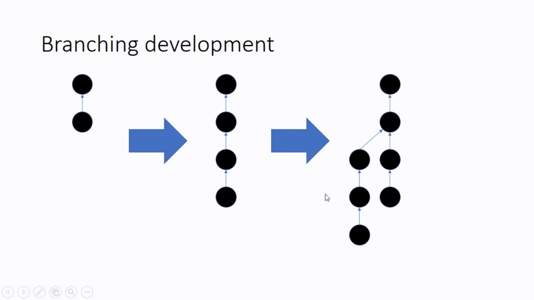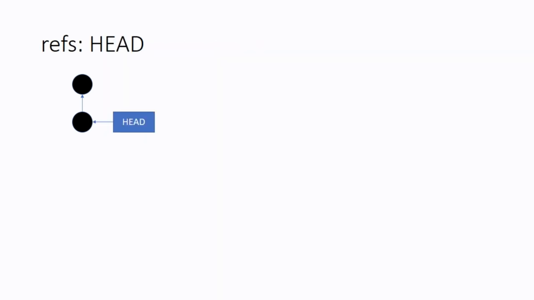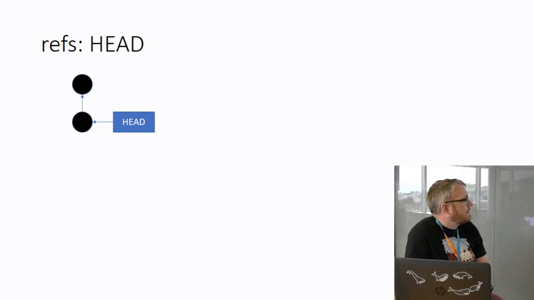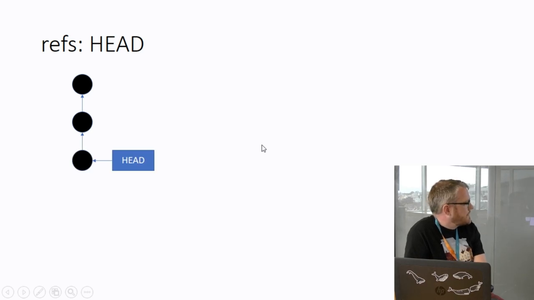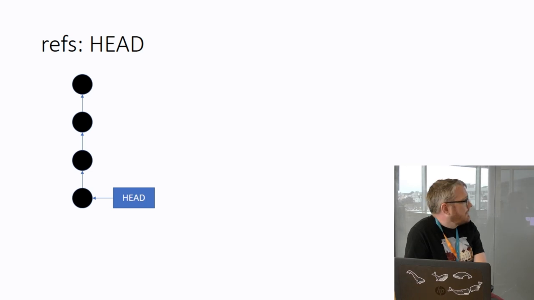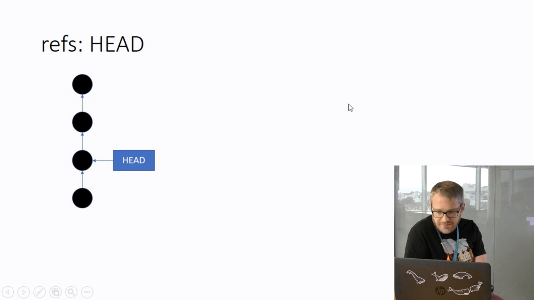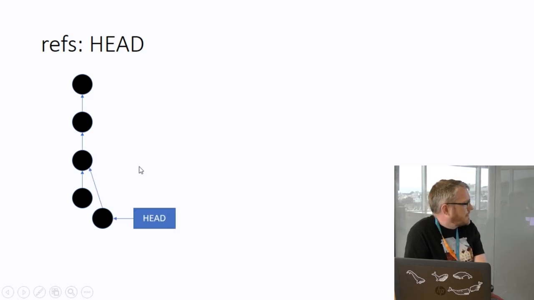So we have an abstraction over this graph, which are called refs. And the simplest one is the head ref. That just means, what is the state of your file system now? Which commit are you basing it on? And if I do some work and commit, the head follows automatically. And if I check out the previous version, the head will point to the previous version. And if I commit there, I make a branch.